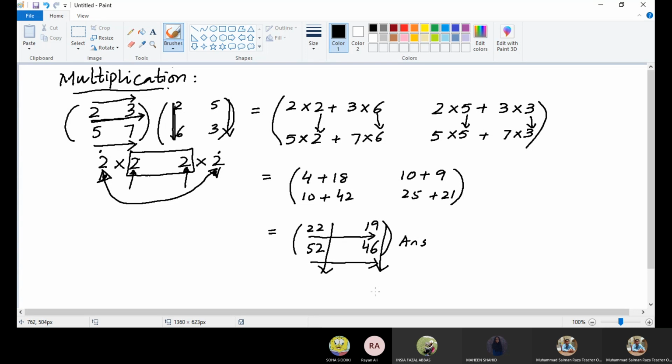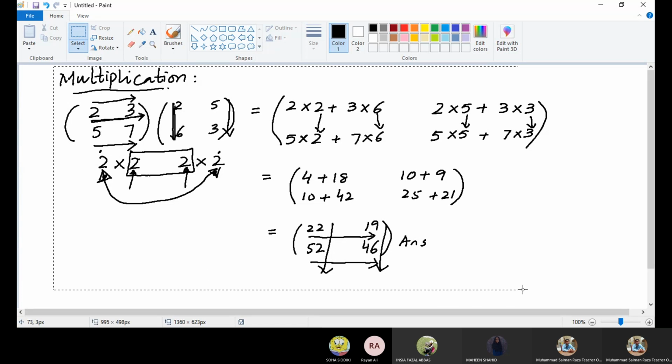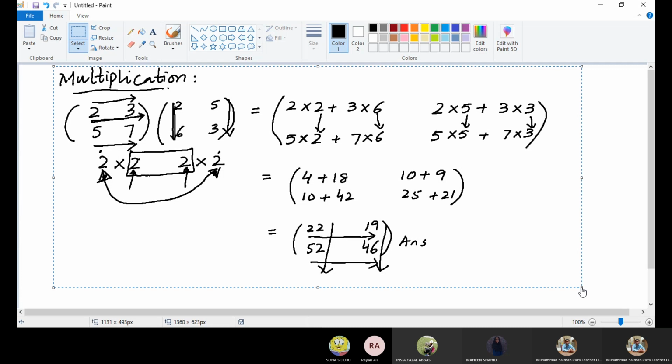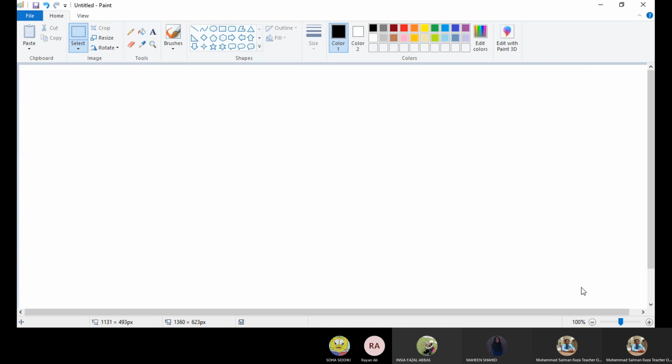It's the same. So let us try one more question, which has some different orders, and we'll check whether we can multiply them or not. So now the question is 2, 5, 3, 9, and we are going to multiply it by 1, 4.